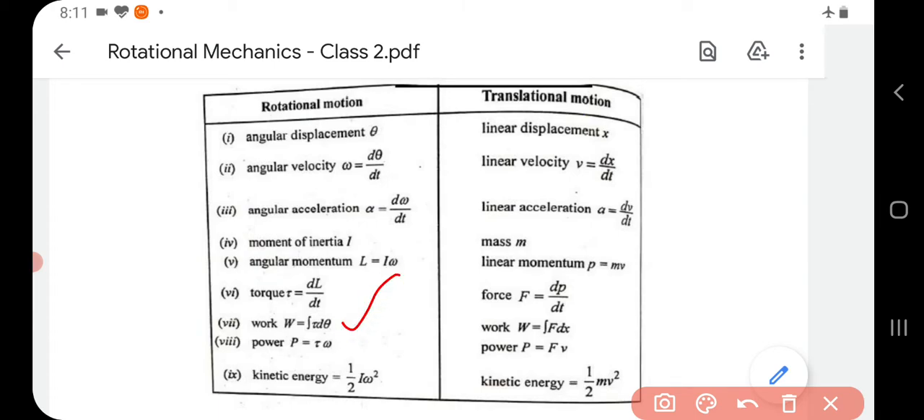Now, work is integral tau d theta. Here work is integral F dx. Power is tau omega. Here power is force into velocity, Fv. Kinetic energy is half I omega square. Here, you know, it is half mv square. Okay, so study this table, just a comparison between rotational motion and translational motion.